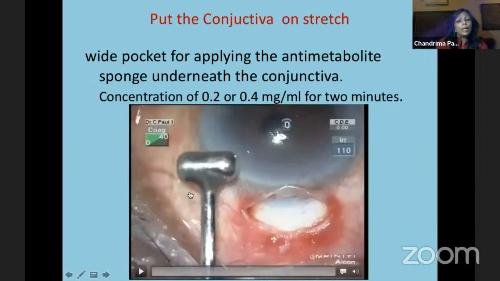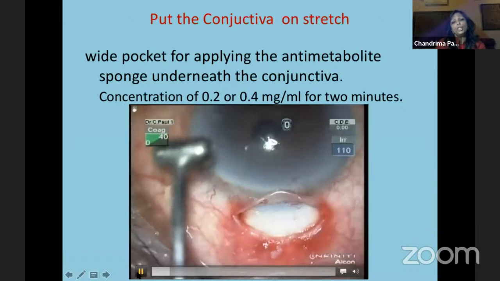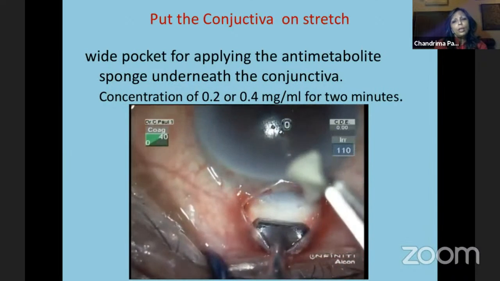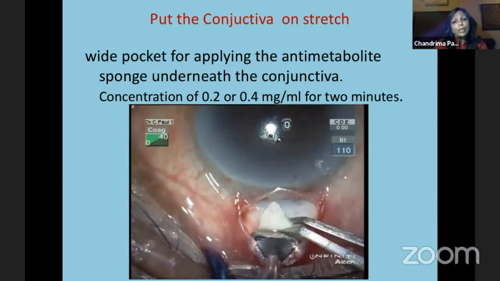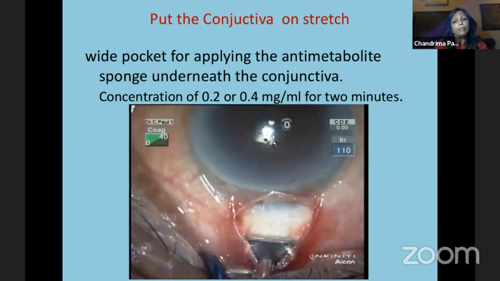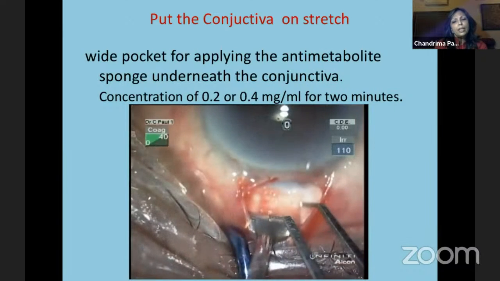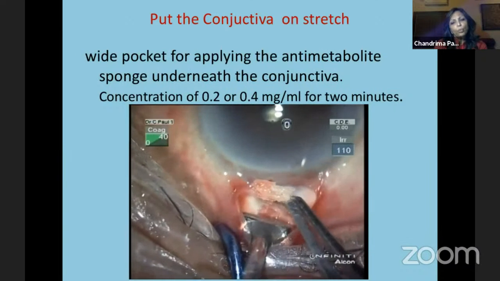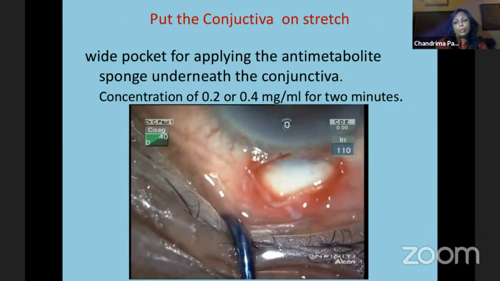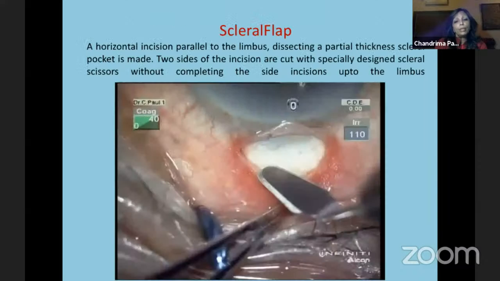And this is something I have designed for using the mitomycin. We put the conjunctiva on stretch, so a wide pocket for applying the antimetabolite sponge underneath the conjunctiva. I generally use a concentration of either 0.2 or 0.4 mg per ml for 2 minutes. That's a no-touch technique for putting in the mitomycin. And then, of course, all of us, as you know, wash the area with Ringer's lactate or distilled water once you've finished with your mitomycin.